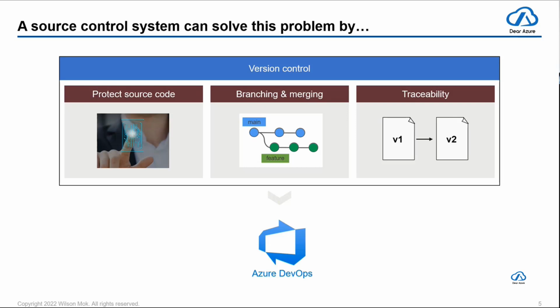Second, it gives us the ability to do branching and merging. This allows multiple streams of work to take place at the same time. After the work is completed, the code can be merged back into the primary work stream for testing and deployment. Finally, the last primary benefit of having source control is traceability.